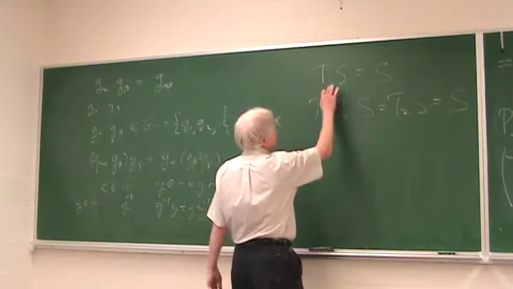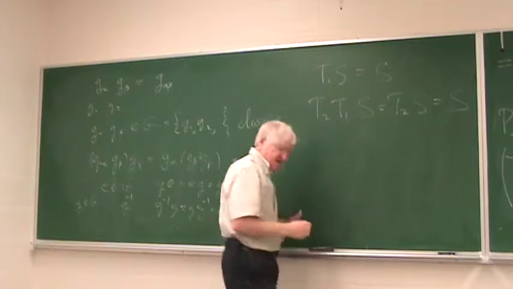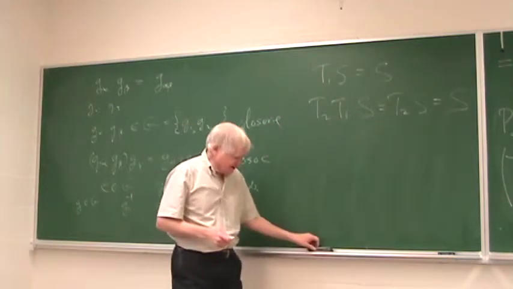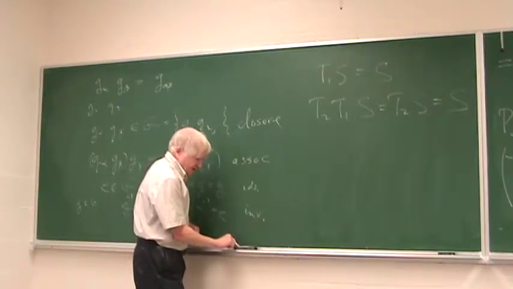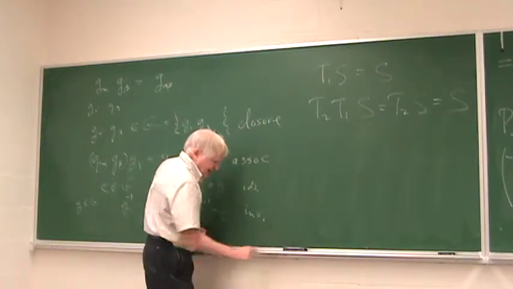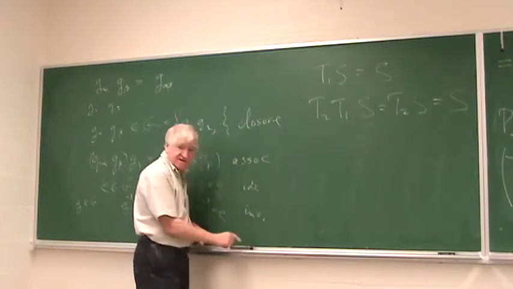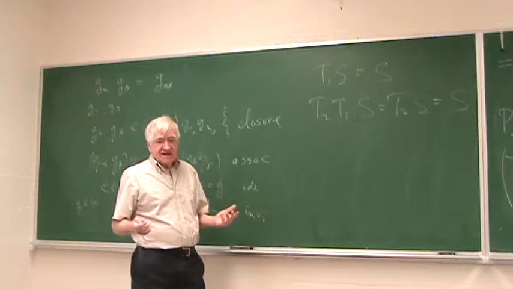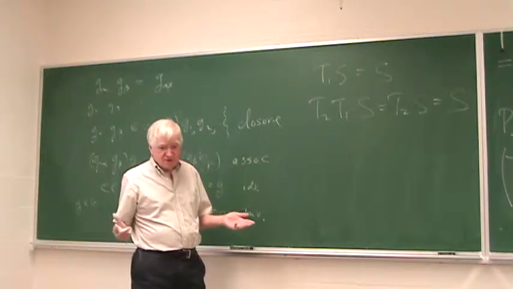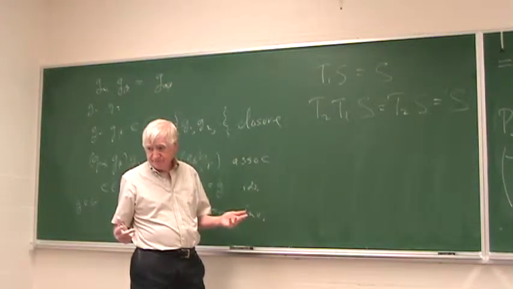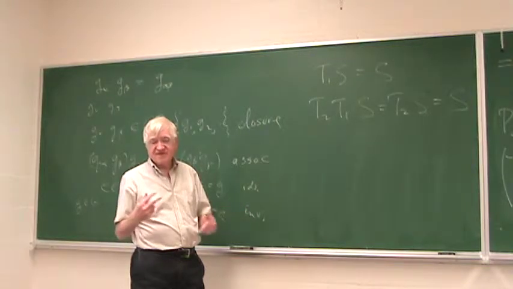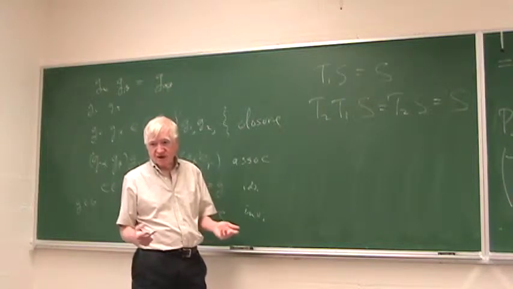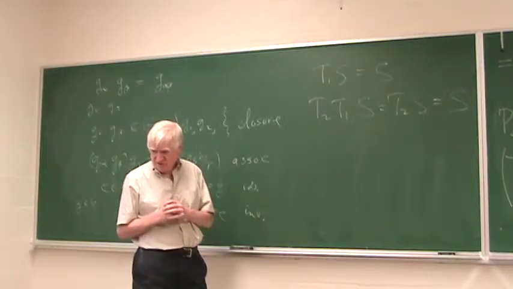And moreover, if T1 is a group element, obviously T1 inverse exists. You just move it backwards. And the identity is just the null transformation, where you don't do anything to S. So a set of physical transformations naturally forms a group. That's why group theory is relevant to physics. Is there any question?